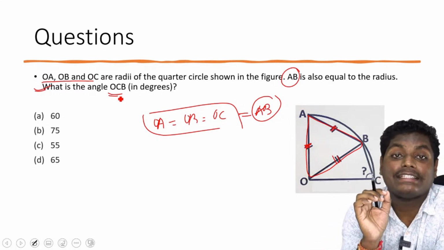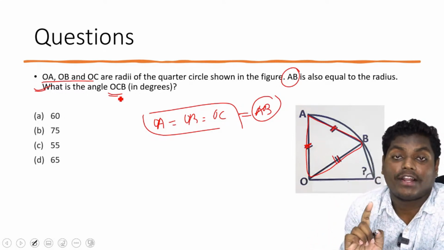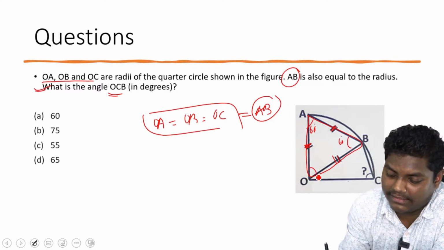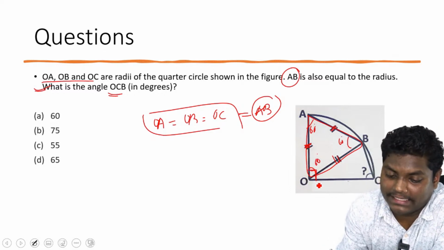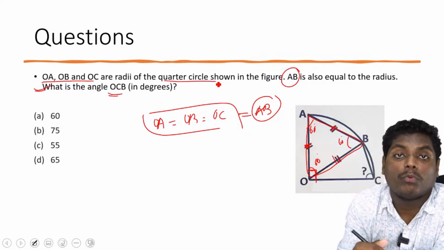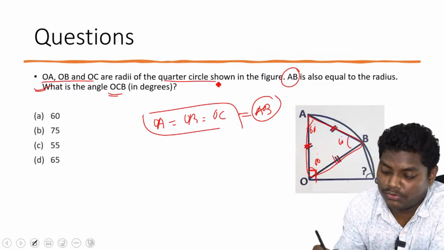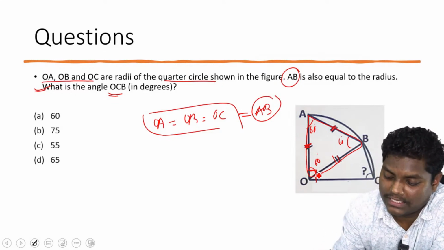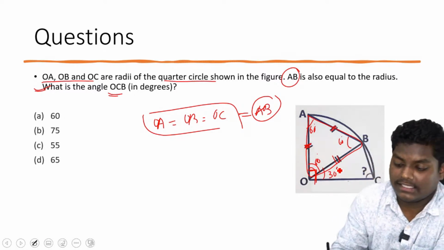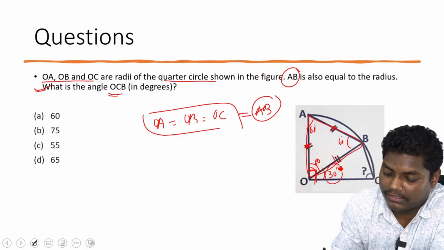Now if we know that this is an equilateral triangle, each angle will be 60 degrees. This is 60 degrees. This is 60 degrees. This is 60 degrees. Okay. Now what have they said? They have said that this is a quarter circle. What does quarter circle mean? One-fourth of a circle. So it will be creating 90 degrees. So if this total angle is 90, and this angle is 30, this angle will be 30 degrees. Is this clear?